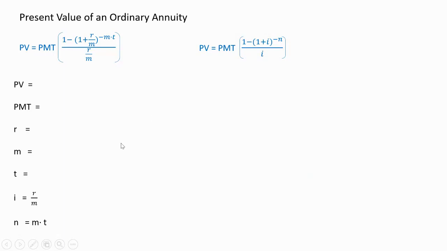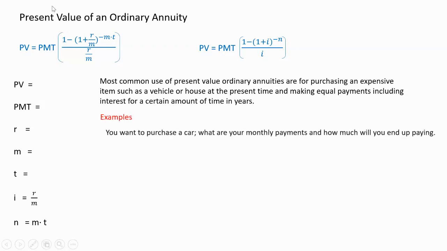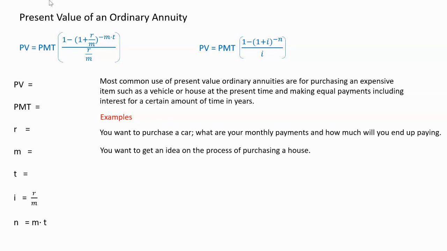Now we need to do 2 more examples, guys, and we'll be done. This is 5.4. This is called the present value of an ordinary annuity. Now, the most common use of present value ordinary annuities is for purchasing an expensive item such as a vehicle or a house at the present time and making equal payments, including interest, for a certain amount of time in years. So in these 2 scenarios, for example, you want to purchase a car, what are the monthly payments and how much will you end up paying? Or you want to get an idea of the process of purchasing a house.